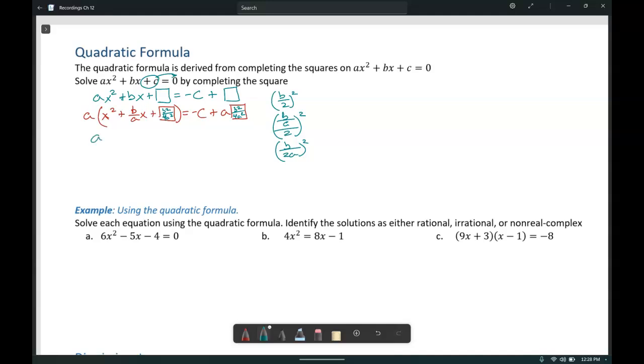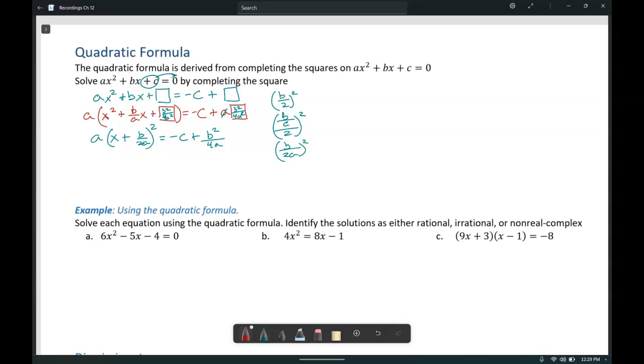Now we can go ahead and factor: x plus b over 2a squared equals negative c plus, if we multiply a by this fraction, it eliminates the squared with the a. So we're left with b squared over 4a.